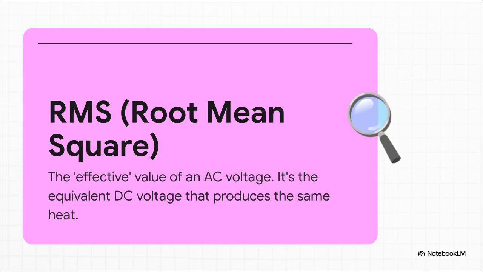But here's where it gets interesting. That peak value, it's not actually the number that tells us how much work the electricity can do. For that, we need something called the RMS value. It stands for root mean square. Now, the key takeaway here is that RMS is the effective value. It's the practical, real-world number. It tells you what the DC equivalent would be to get the same amount of power, the same amount of heat. It's the true workhorse of AC.